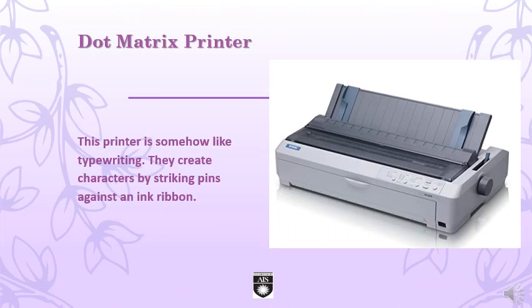This is the picture of a dot matrix printer. It was the first type of printer invented by us. This printer is somewhat like a typewriting device. They create characters by striking pins against an ink ribbon.